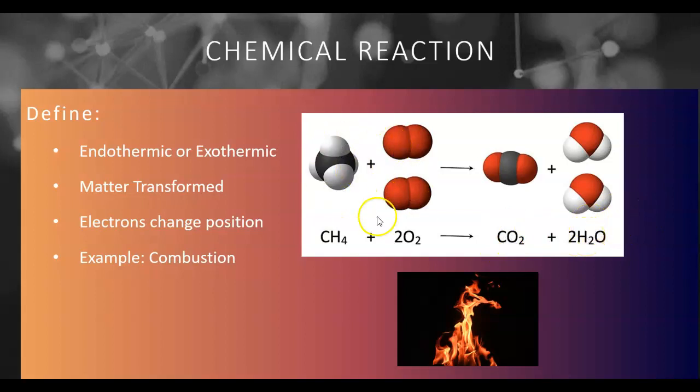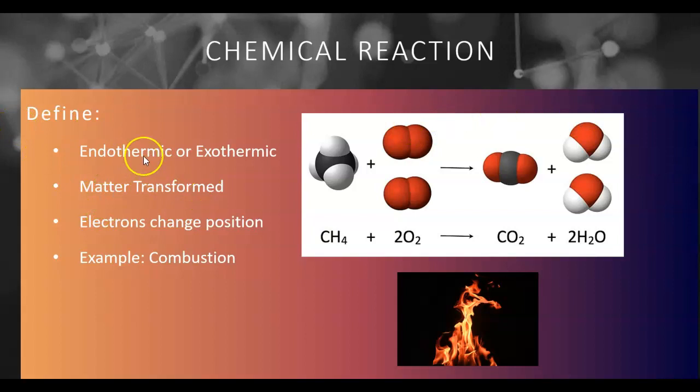It's like we had these Legos represented by each of these little spheres. We took them apart and we put them back together in a different arrangement. But we have the same number of black atoms representing carbon before and after, the same number of red ones representing oxygen before and after, and the same number of the hydrogens, which are represented by the white spheres. So this is a chemical reaction. Matter is going to get transformed.